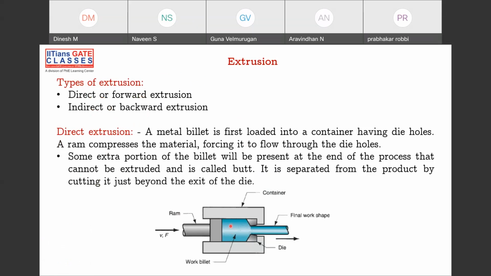By the diagram itself, we'll be able to understand. Forward is what we have been discussing till now. There is a ram, a piston kind of thing. We apply force onto the workpiece, which is contained in a container. Through an opening or a slit, the workpiece flows and tries to go out like this, right?